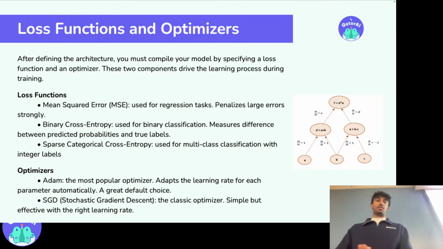Okay, so moving on, we have binary classification. You use binary cross entropy for that. For multi-class classification with integer labels, which is what we'll use tonight for our demo, you use sparse categorical cross entropy. If your labels were one-hot encoded instead of integers, you'd use categorical cross entropy without the sparse.